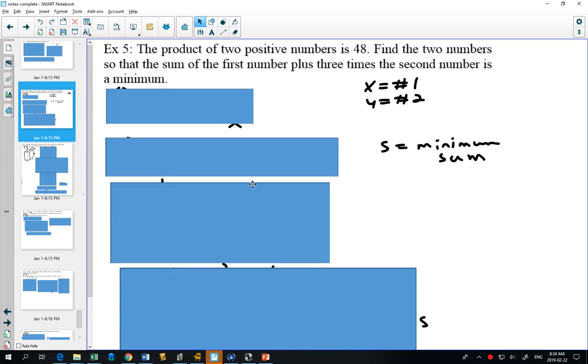The product of two positive numbers is 48. Find the two numbers so that the sum of the first plus 3 times the second is a minimum.